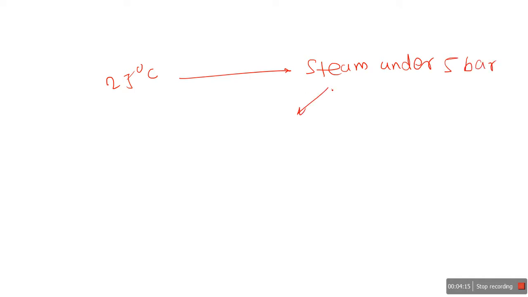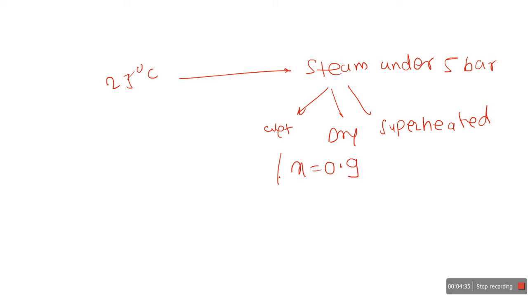Initially the water is given at 25 degrees Celsius, and that water is converted into steam under 5 bar. Then the steam is classified as either wet steam, dry steam, or superheated steam. If you carefully read the question, they give one hint: they have given the dryness fraction, that is 0.9. So x is equal to 0.9.